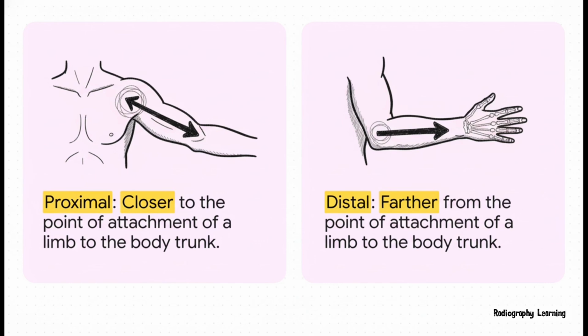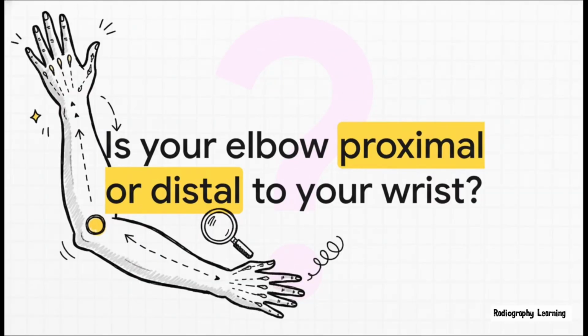Proximal means closer to where the limb attaches to the main trunk of your body. Distal means farther away. A good way to remember it is that proximal is in closer proximity to the body's core. All right, let's do a quick check-in.